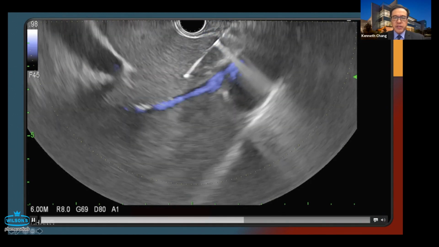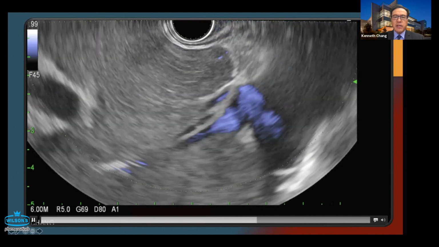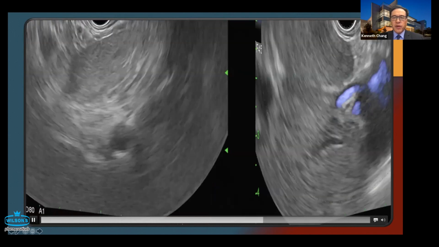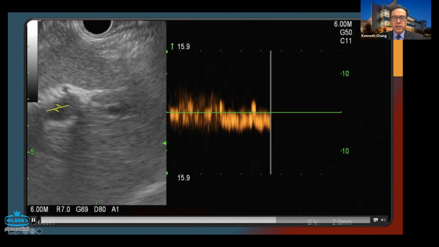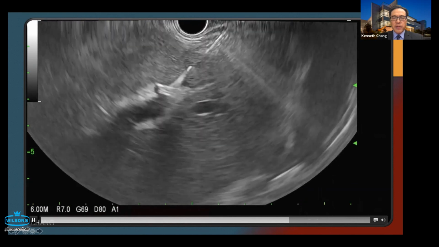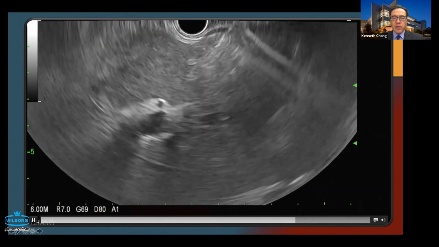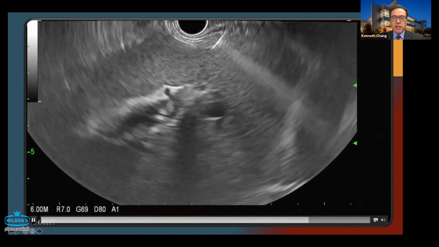After measuring the pressure, we bring the needle back and stop before coming out. We stop to make sure there's no flow in the needle track. This is the left portal vein, which is very well recognized by its pulse wave Doppler and its hyperechoic borders. And here the needle is entered right into the left portal vein.